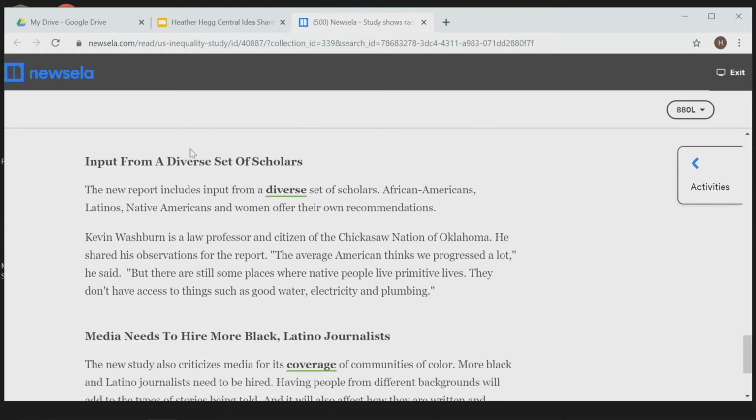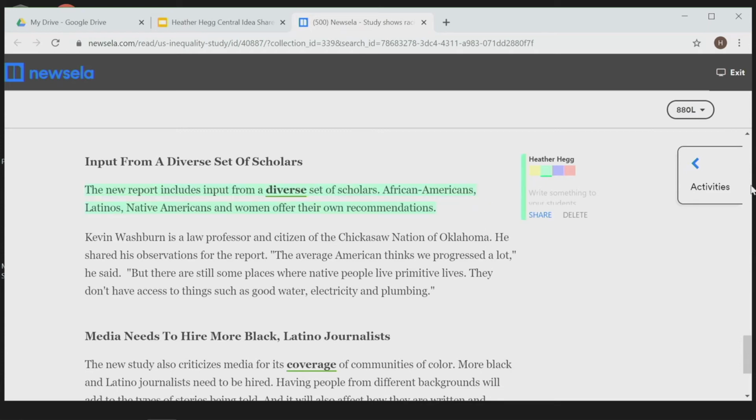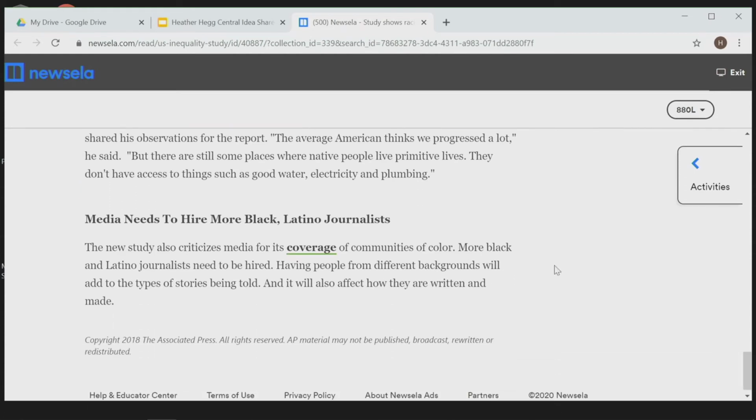Next, input from a diverse set of scholars. So I want to say that diversity is a good thing. If that's true, look at this first sentence. It tells us that this report includes input from a diverse set of scholars: African Americans, Latinos, Native Americans, and women. I know that's an important detail because that makes me believe this report. It seems like it gives it credibility. So there's another detail.